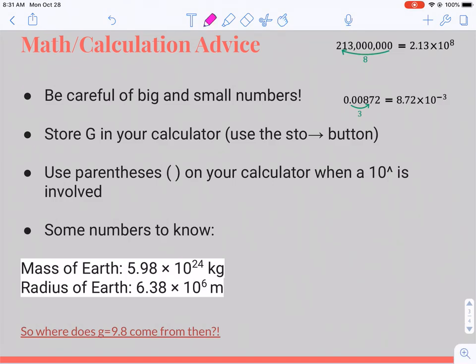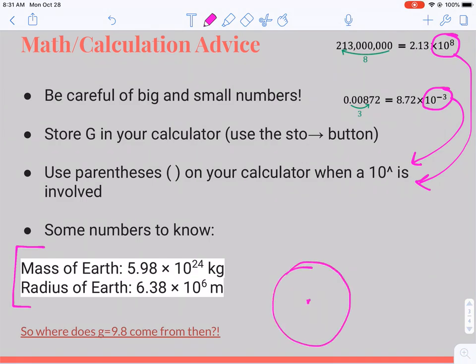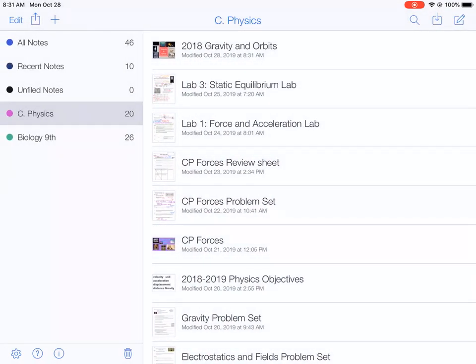A couple other tips. We're going to have big and small numbers, so be really careful as you type in things in scientific notation. We also need to use parentheses when those scientific notation things are included. Now, some calculators you actually don't, so you can play around and see the settings on yours. And here's some other helpful things to know. So mass of the Earth, kilograms. Remember, radius, if Earth is a circle, radius is that distance there. It's not always the R in the equations, but we sometimes can use it as the R in the equations, depending.